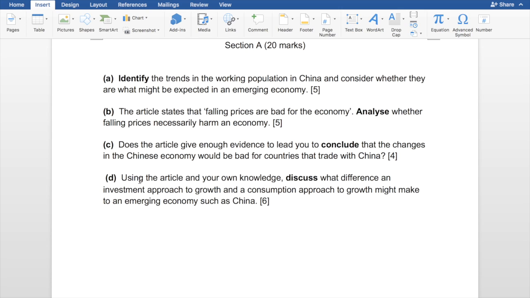Finally, we need to look at discussing what difference an investment approach to growth and a consumption approach to growth might make to an emerging economy such as China. Now that requires us to somewhat look at the case study, but also use some of our own knowledge. So we're going to have to distinguish between the two approaches and what potential results they may have on the economy. With that done, I'm going to go back to the case study. We'll read it together, annotate it together, and see what information we can gather that will help us answer these 4 questions.